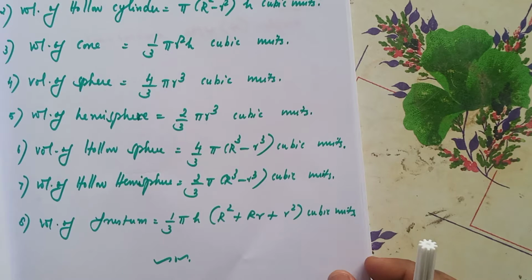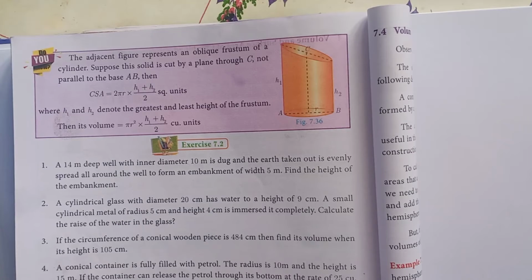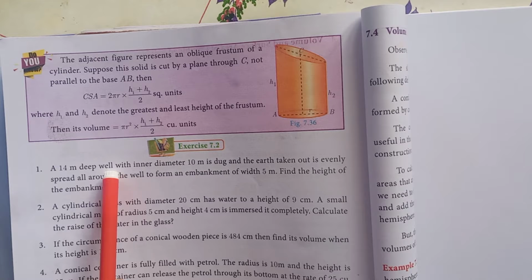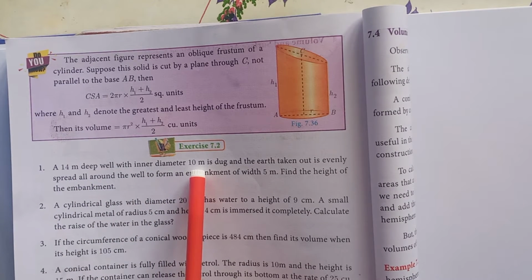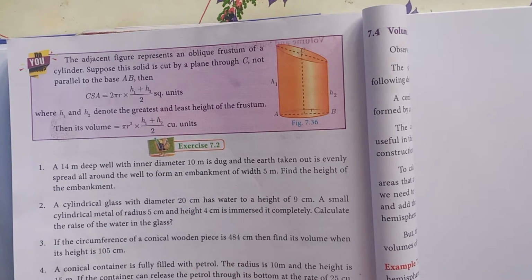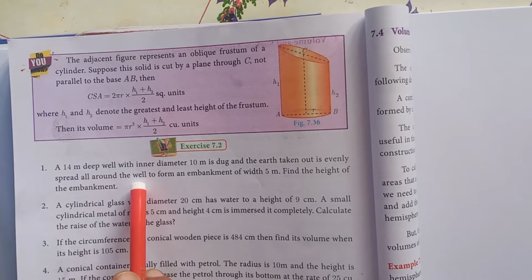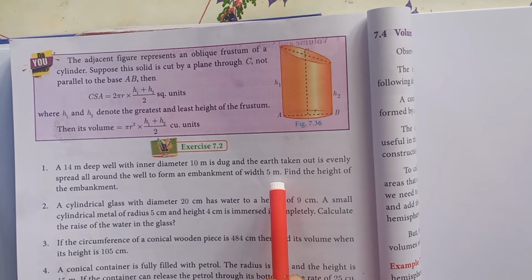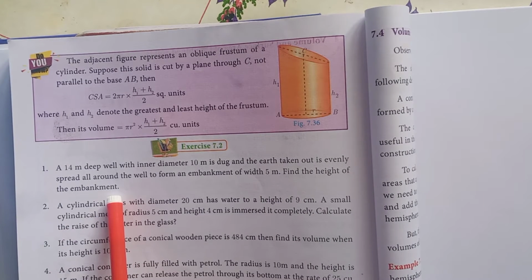Now we can get into the first problem in exercise 7.2. Problem number 1, a 14 meter deep well. So what is the depth of the well? 14 meter, with the inner diameter 10 meters. Therefore the inner radius is 5 meter. Half of that is dug, and the earth taken out is evenly spread all around the well to form an embankment of width 5 meter. Find the height of the embankment. Okay.